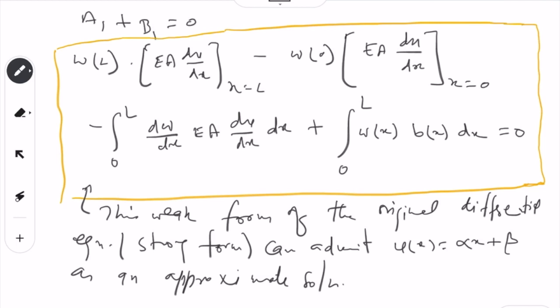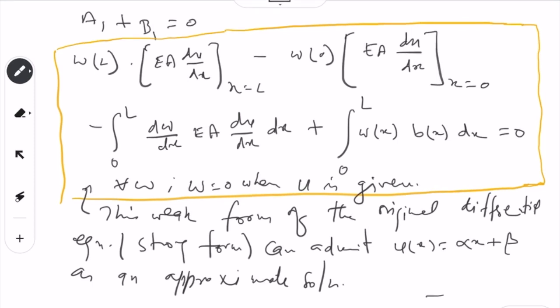Okay. So, again here also we do not forget to write that this is true for all w, it is very important. That is, this is true for all w, and w equal to 0 where u is given, for example, u0 equal to 0 is given, there w will be equal to 0. Okay. So, this is what the weak formulation is.